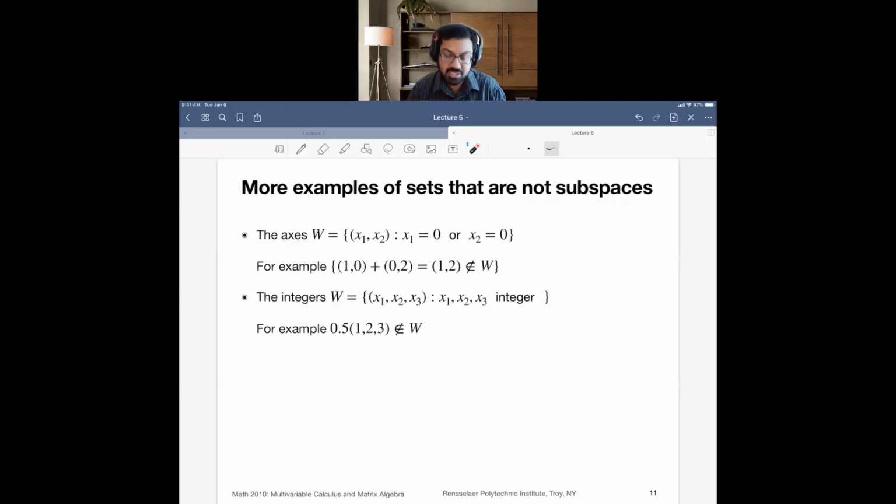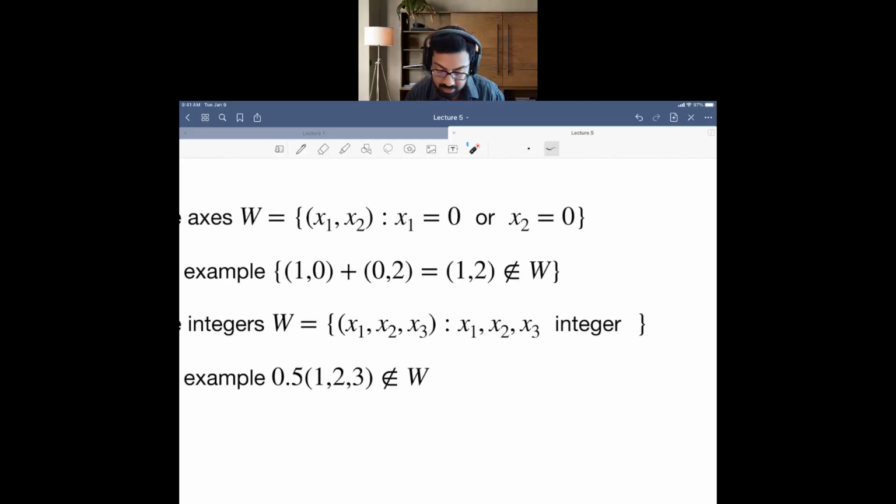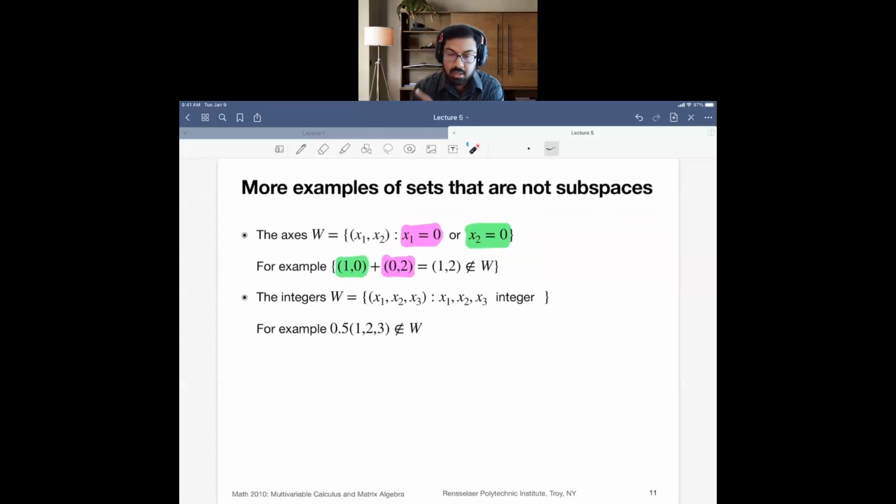For example, you can just take a look at a point and you can prove that. Something that satisfies this or this: clearly, if you take a point here, (1, 0), that satisfies x2 being 0. So this point satisfies this criterion. This is an "or". Then I can take another point here, which is (0, 2), which satisfies this criterion, x1 is 0 there. And if you add them up, you're going to get the point (1, 2), which doesn't satisfy either of the criteria, so it doesn't belong to W. So we have seen something similar geometrically.